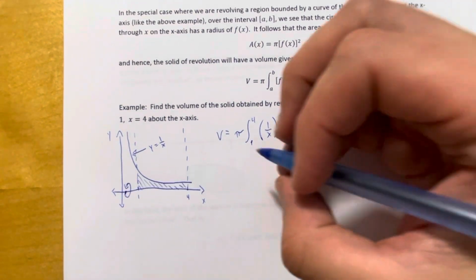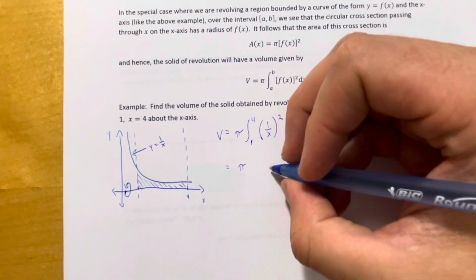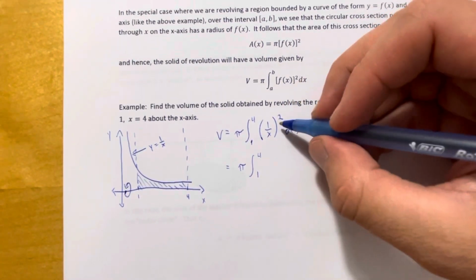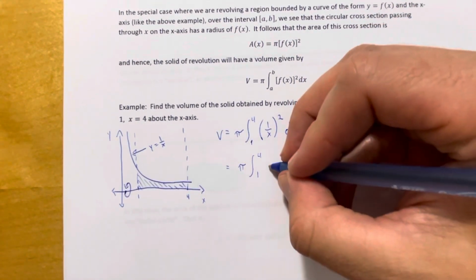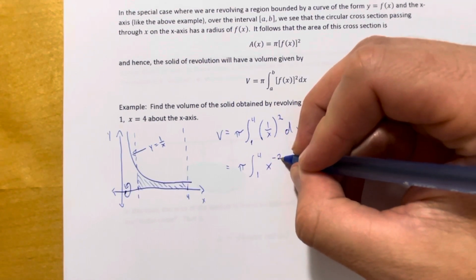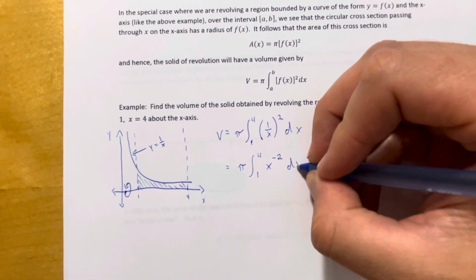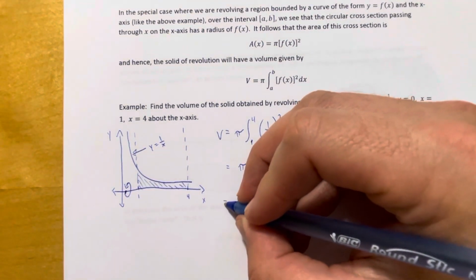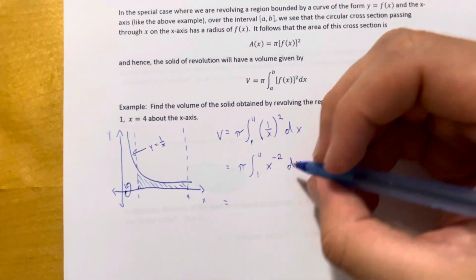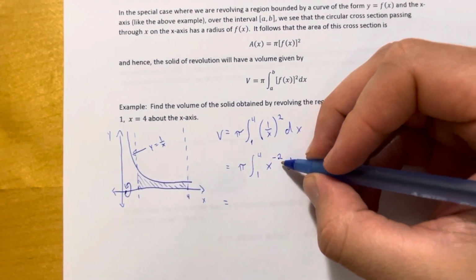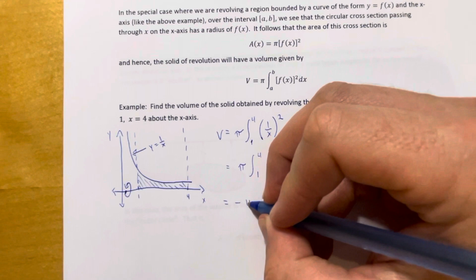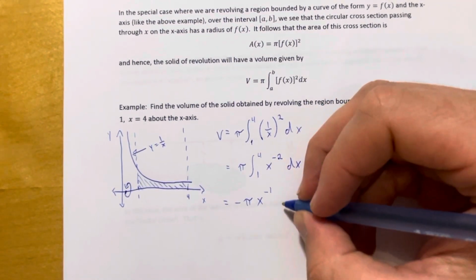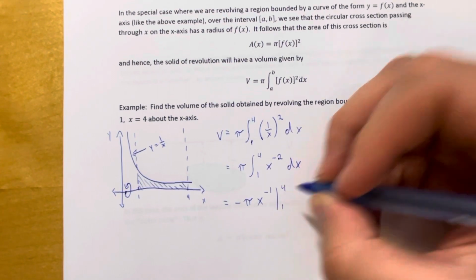Now let's see if we can work this out. I have pi times the integral from 1 to 4. I can easily square this, and it would give me 1 over x squared, or I could also write that as x to the negative 2 power. Same thing, right? dx. What is the integral of that? Well, if I take the antiderivative of this, I would get negative, and I'm going to keep the pi in there, pi x to the negative 1 from 1 to 4.